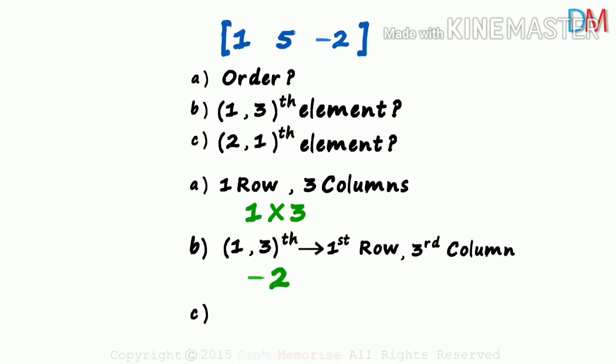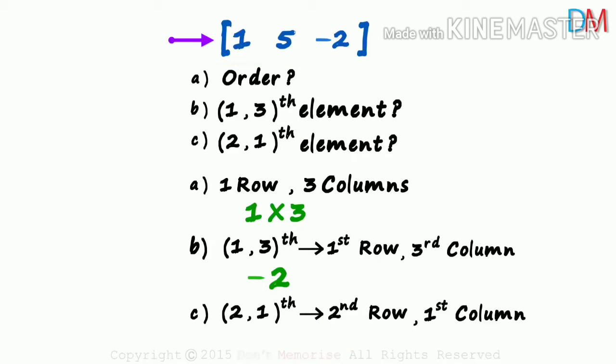And what about the 2/1th element? Second row and the first column? But this matrix has just 1 row. So the 2/1th element does not exist.